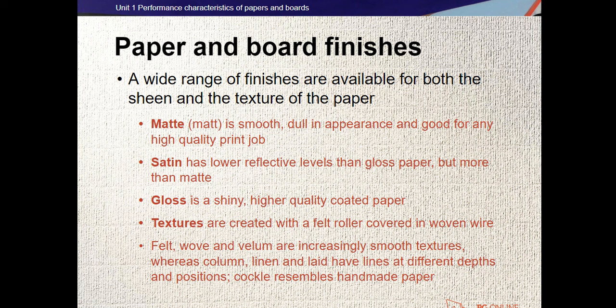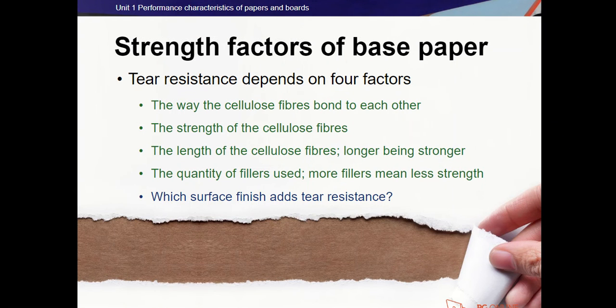Felt, woven, vellum are increasingly smooth textures, whereas cotton, linen and laid have lines at different depths and positions. There we go. Strength factors. So tear resistance depends on four factors: how they're bonded together, the strength of the fibres themselves, the length of the fibres, obviously the longer they are the stronger they are, and the quantity of fillers used. So obviously that filler is added to increase the strength of that paper.